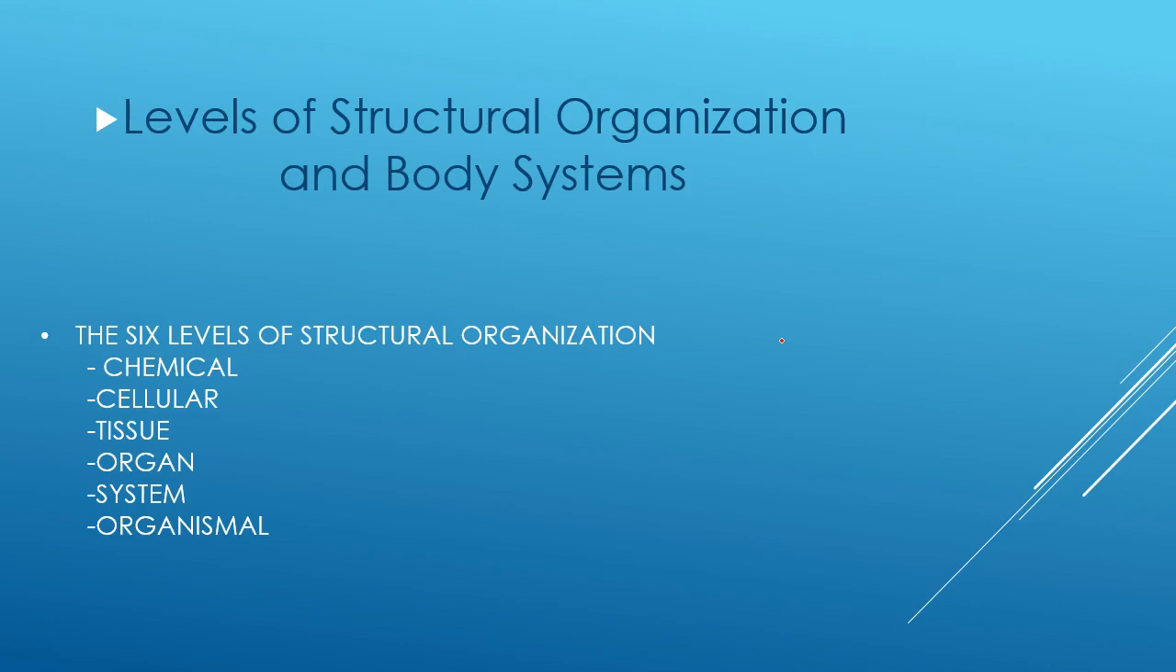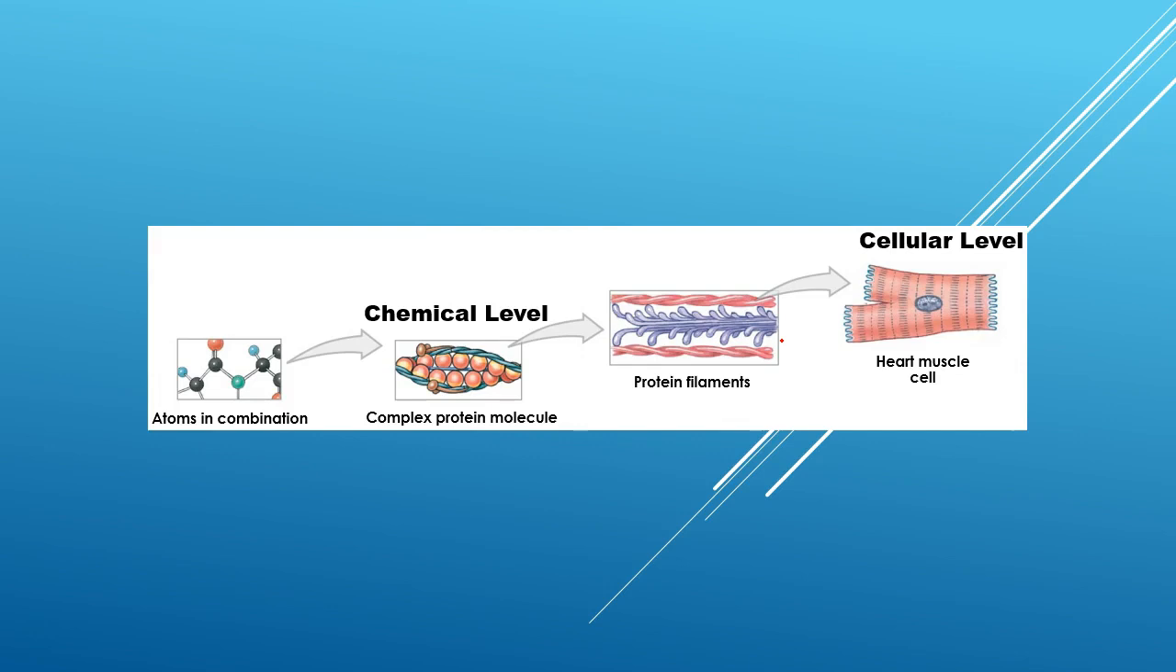Now we have a few levels of structural organization in the body. First we have chemical, then cellular, tissue, organ, system, and organismal. So at the lowest level, we have the chemical. This is going to be the atoms that make up each individual molecule that we see.